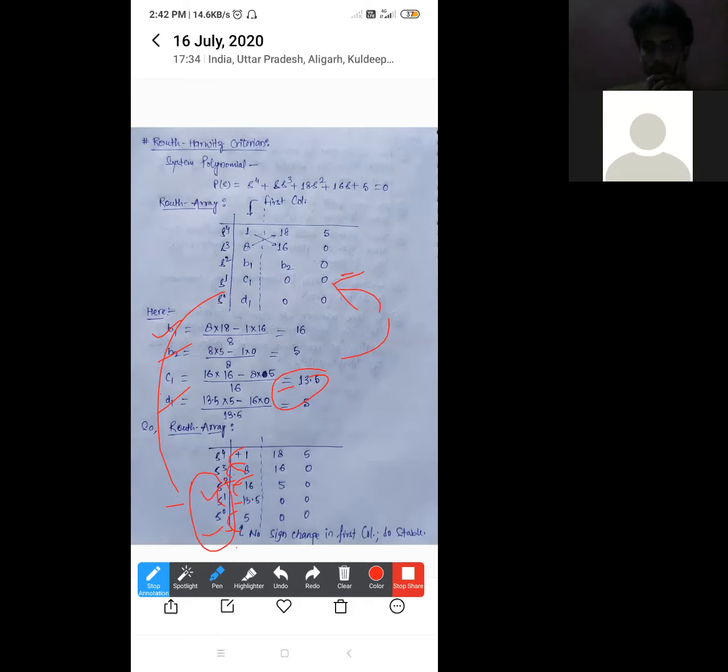In this manner, we can comment on the system stability in time domain. In this particular example, there are no sign changes in the first column, so we can say that the system is stable.